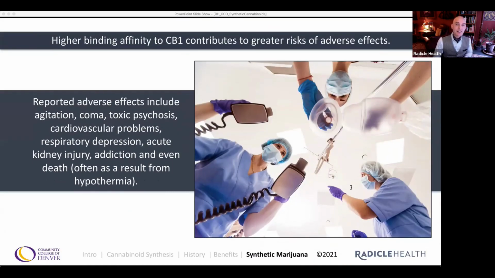And chemists are continuing to find methods for increasing the potency of these cannabinoids. And with higher binding affinity to CB1, of course, comes greater risks of adverse effects. So, these reported adverse effects include agitation and coma, toxic psychosis, cardiovascular problems, respiratory depression, acute kidney injury, addiction, and even death in some cases. And sometimes the death can be from hypothermia. Recall that CB1 modulates our body temperature, and so it can reduce our body temperature. And if you have a full agonist at high concentrations, it can actually cause hypothermia.